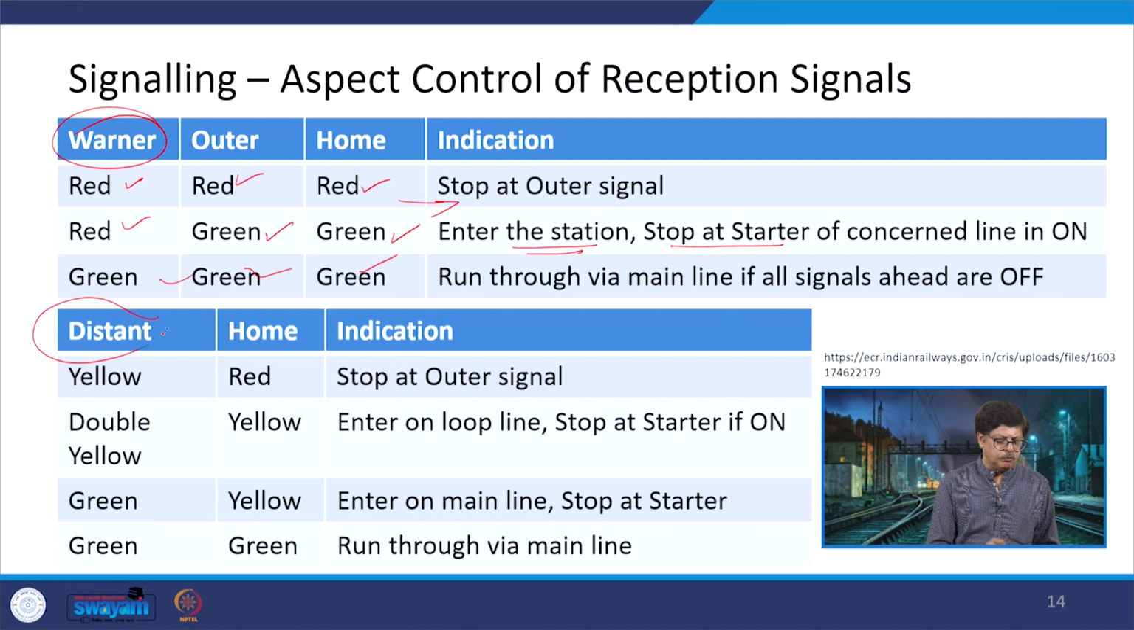In the case of the distant one, because we work with the attention condition also, that means a double yellow system will be there. So, here the combination is distant and home. If it is yellow and red, that means you stop at the outer signal. If it is double yellow and yellow, enter the loop line and stop at the station. If it is green and yellow, then you can come on the main line and stop at the starter. If both are green, that means the running can be through the main line. So, it is also giving an indication whether you are going on the main track or on the branch track.